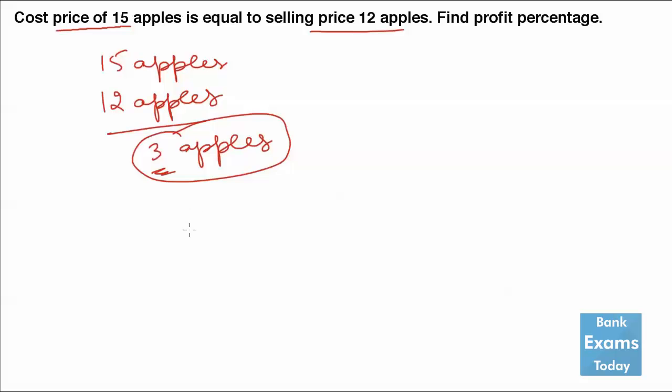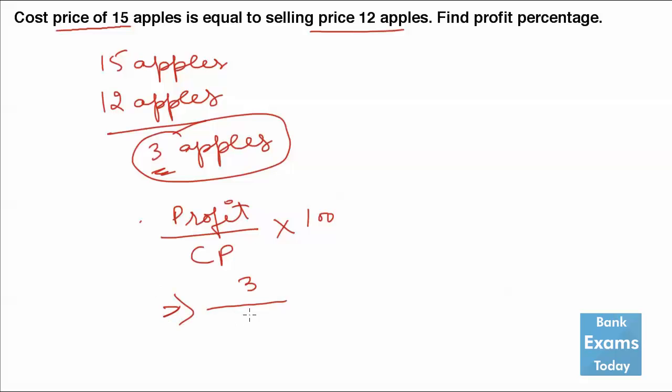So to calculate the profit percentage, simply profit divided by cost price multiplied by 100. So the profit here is 3 apples that he saved, and the cost price is 12, multiplied by 100. So it is 25%. 25% is the profit percentage, and that is our answer.